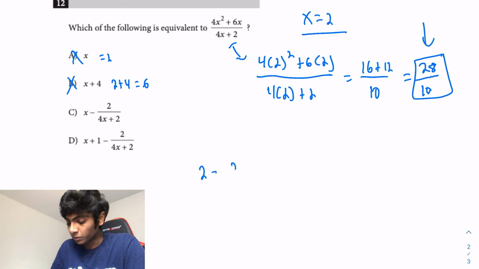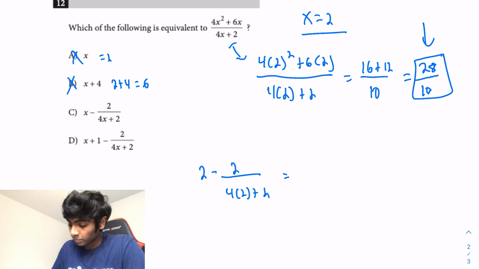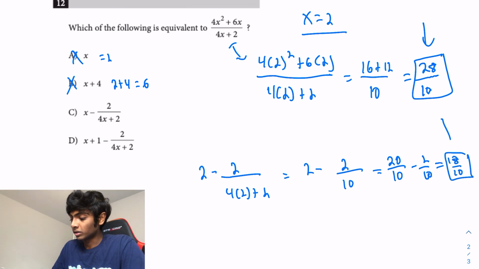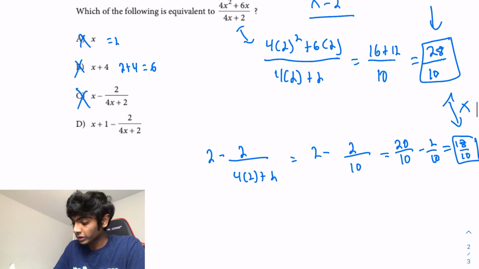So for C, it's 2 minus 2 all over 4 times 2 plus 2. All I did again is just plug in 2 for x. So now we get 2 minus 2 over 10, and to make that have the same denominator, it would be 20 over 10 minus 2 over 10, which is 18 over 10, and that doesn't match our answer previously, so that's not our answer. Now we'll go on to the last answer choice.